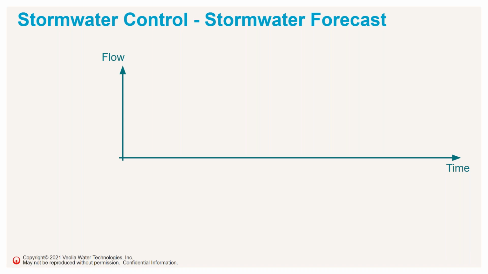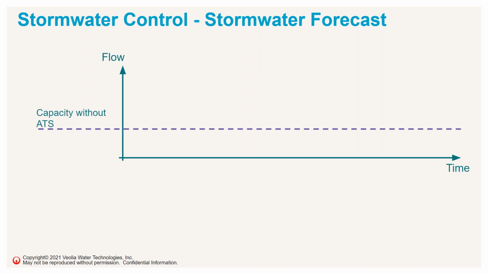So if we draw this graph with time and flow on the X and the Y axis, and the purple line here illustrates the hydraulic capacity that a wastewater treatment plant can handle in a normal situation without ATS. In this case, ATS stands for aeration tank settling. This is the concept that I explained earlier with the temporary additional clarifier within the biology. This type of process is called aeration tank settling, or ATS.